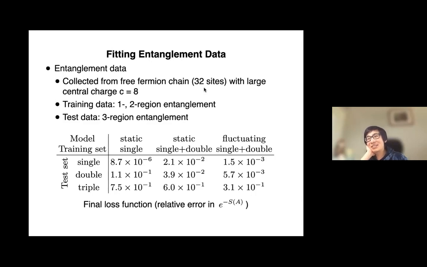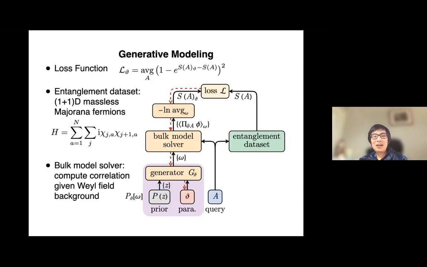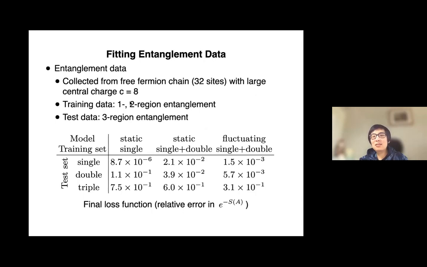Sorry, and what is free fermion with large central charge? Free fermion, what is it? This is the Hamiltonian for the free fermion model. This is the Majorana operator, and it is defined on a 1+1 dimension, basically a one-dimensional lattice. This model has a fermion with a linear dispersion near the Fermi surface, and then it has an entanglement, which is basically a CFT.